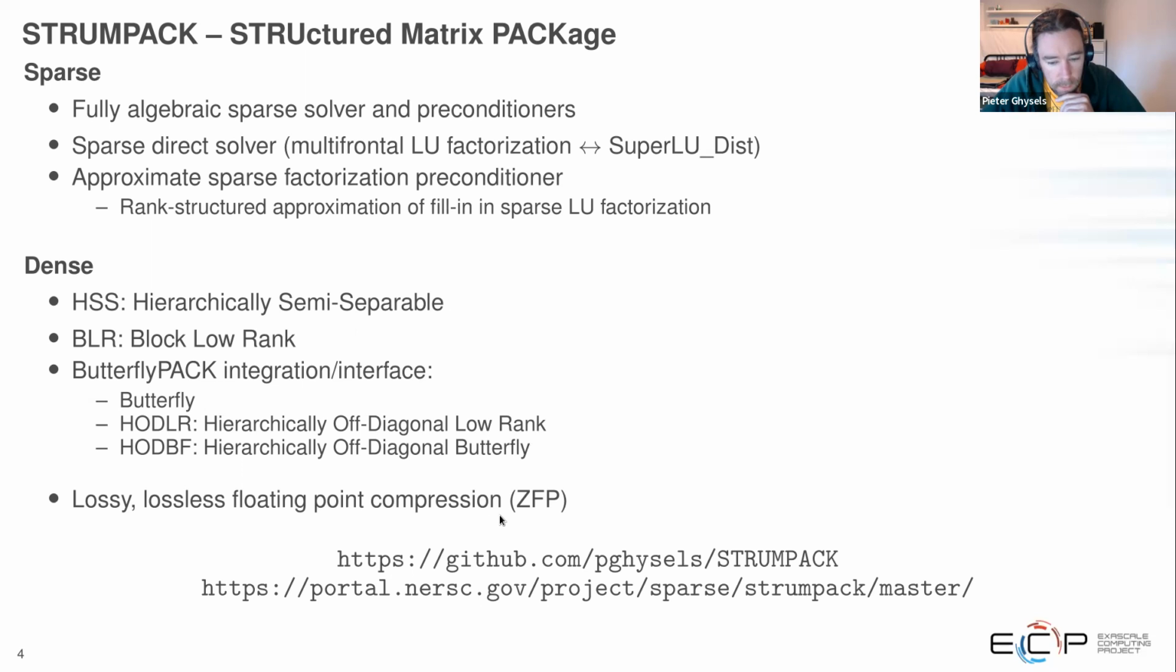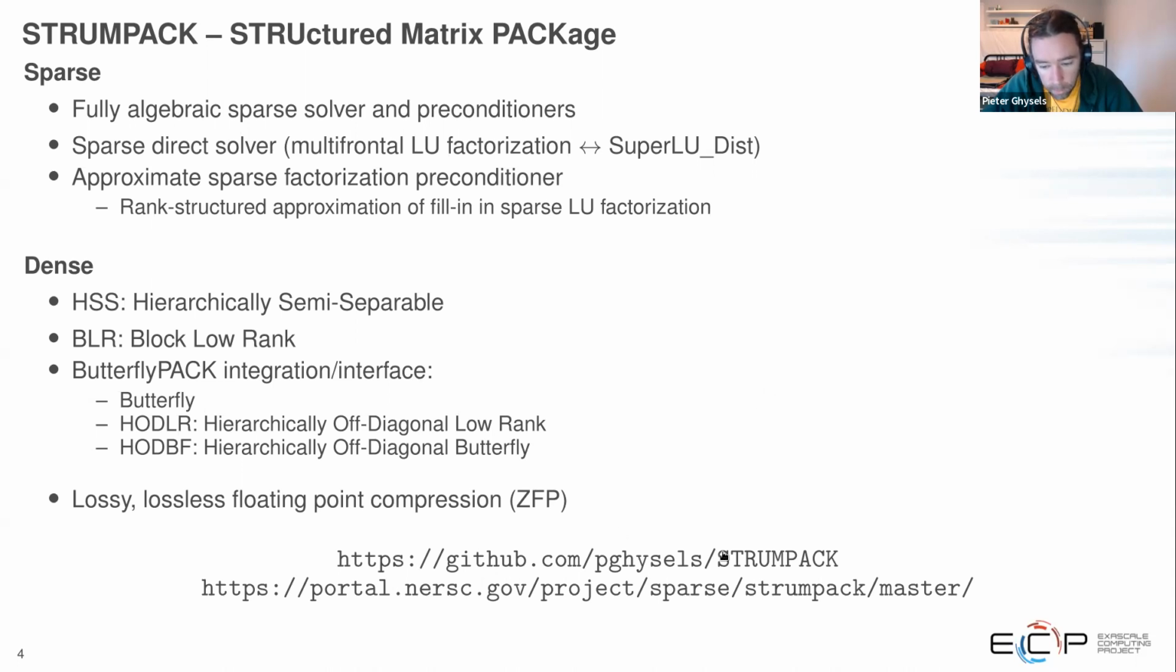We also have integration of the ZFP package, which provides compression for floating point data, 1D or 2D or 3D data. You can use that to compress a regular dense matrix, but then of course you cannot do computations on this compressed matrix, so this compression does not save us any computation. But it allows us to solve larger sparse problems, for instance, because we can use this lossy or lossless floating point compression to compress the L and U factors of the sparse solver.